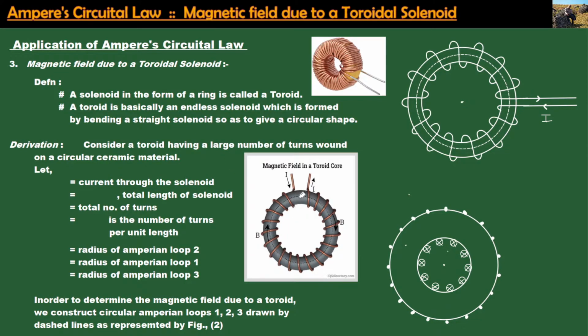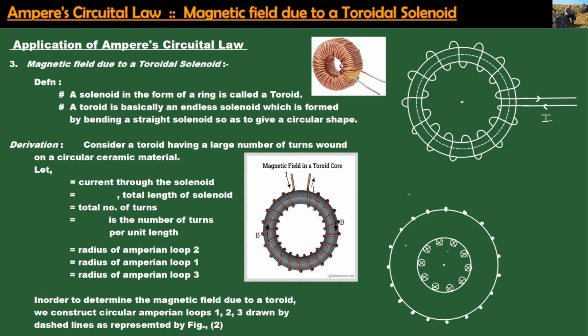If I have a wire and I wrap this wire on a cylindrical material such that all those wrappings form closed rings, then such an arrangement is what is known as your toroidal solenoid. Okay, that is known as your toroidal solenoid.